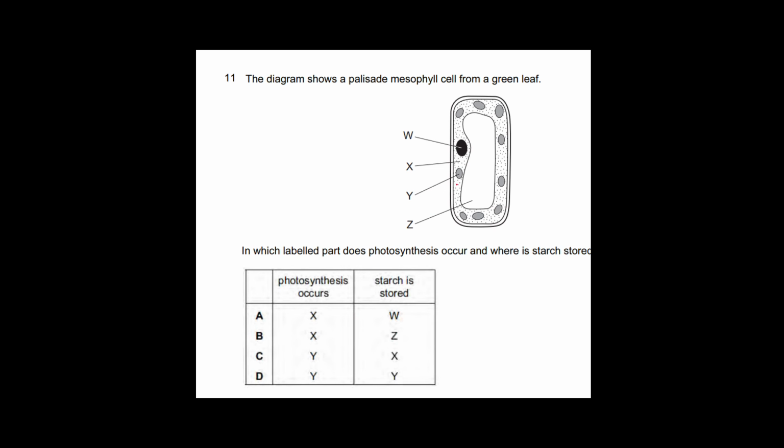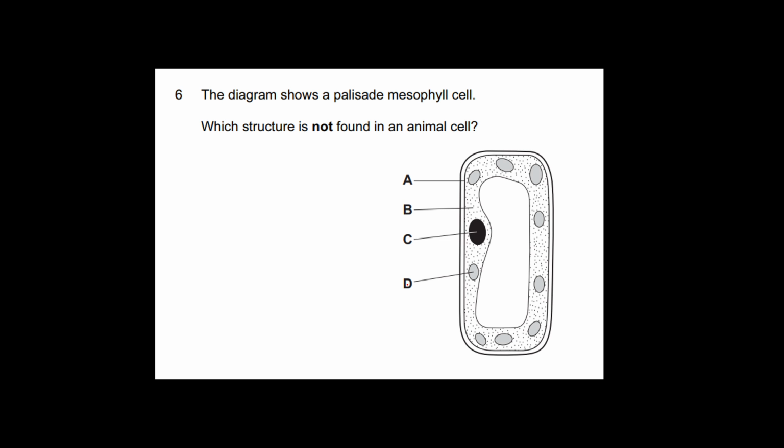Then Y are chloroplasts. Photosynthesis, yes, it does occur in chloroplasts, so it can be either option C or D. Here's another important point. Starch is also stored inside chloroplasts, so your option will be D, Y and Y. Read the question properly because the letters might differ. The diagram shows a palisade mesophyll cell. Which structure is not found in an animal cell?